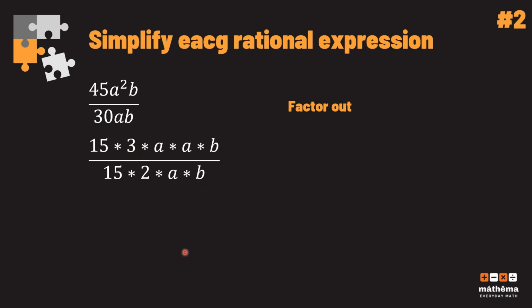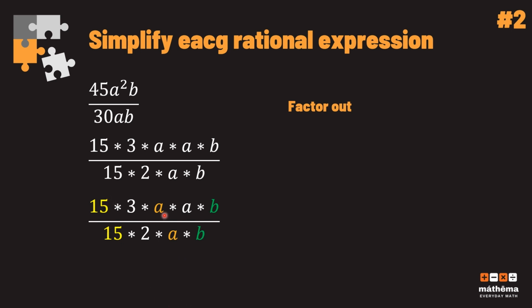Now, if you notice, we have common terms. We have 15, we have a, and we have b. So we are going to cancel 15, a, b. So what will remain is just 3a over 2. And that is our final answer. So when we simplify 45a squared b over 30ab, this will give us 3a over 2.